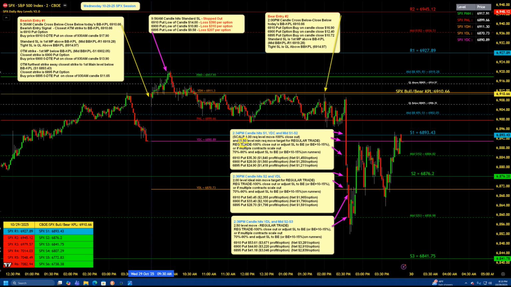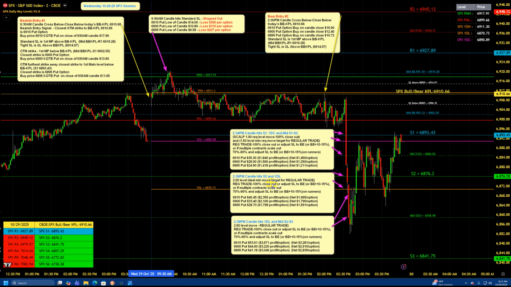So on a regular trade, you could have either A, a 100% closeout, just like with a scalp. Just close out, get your profit, now you're flat. B, adjust your stop loss on all of the contracts you're trading. Or C, if you have multiple contracts, you could scale out by closing 70 to 90% of them for the profit at this level, and then adjust your stop loss on the remaining runners. So here, when it hits this level, you have the same options. If you already sold everything here on a regular trade, then obviously you don't have any more options down here.